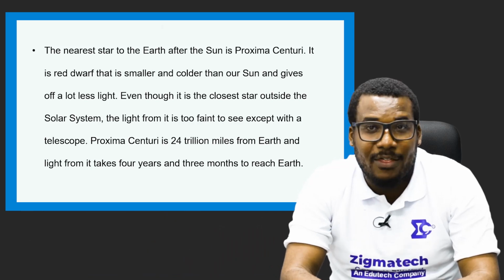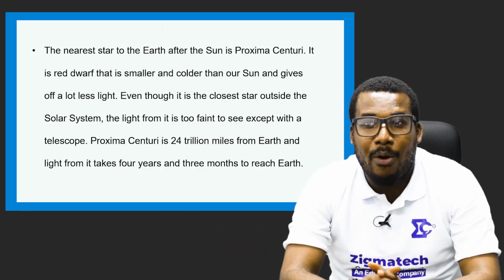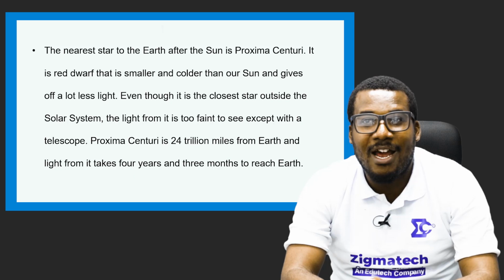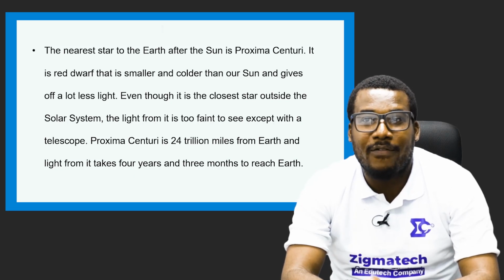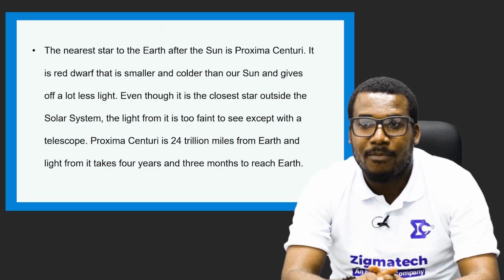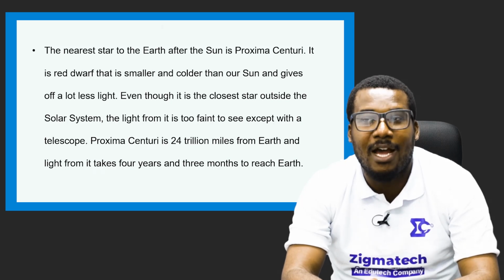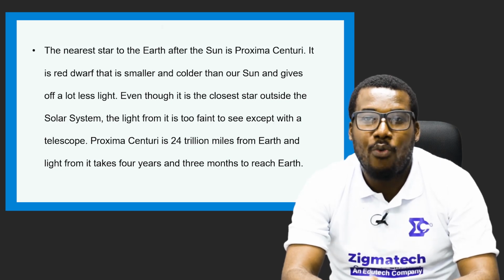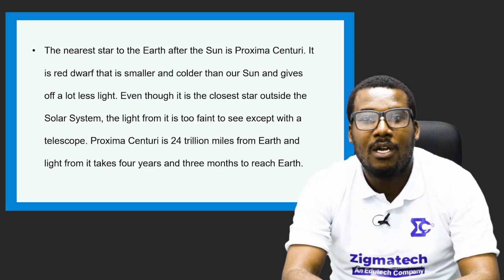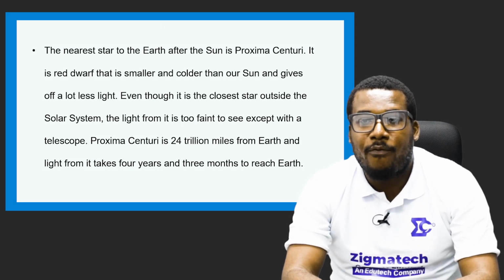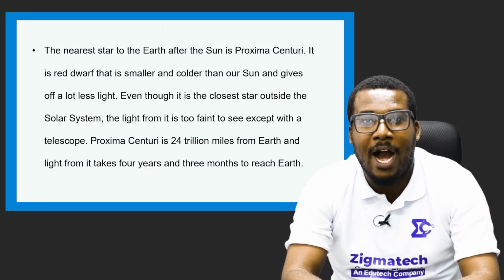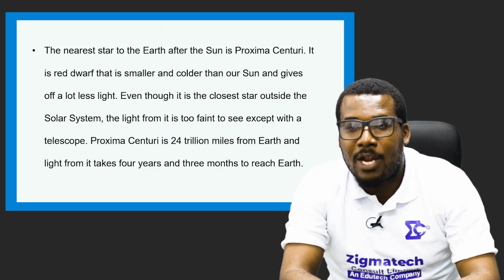The nearest star to our Earth, apart from the sun, is Proxima Centauri. It is a red dwarf that is smaller and colder than the sun and gives off a lot less light. Even though it is the closest star outside the solar system, the light from it is too faint to see except with a telescope or a powerful electron telescope, some of which you can see at the Universal Observatory in Ohio in the United States of America.